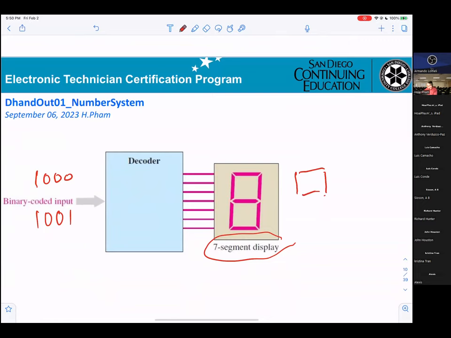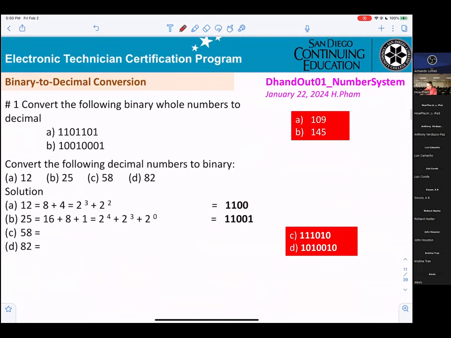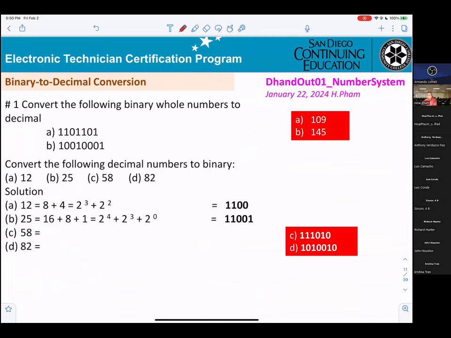Number nine. Okay. So that's what we call the decoder. First thing, convert the following binary number to decimal. Can you do it to see if you can get 109 or not? That is the answer.